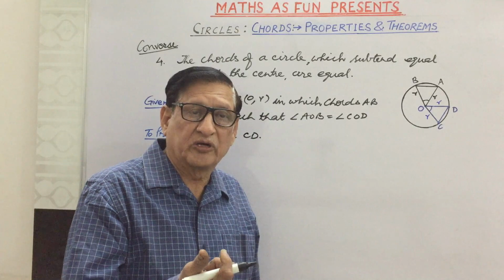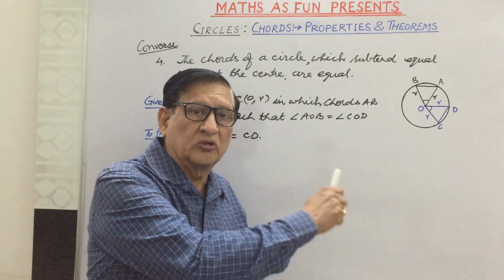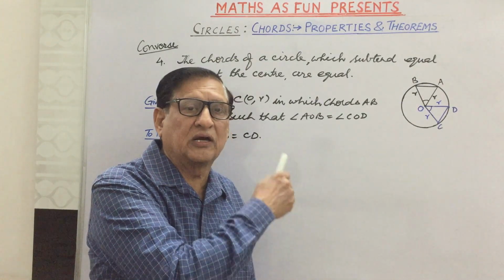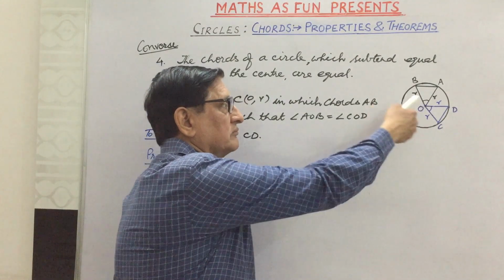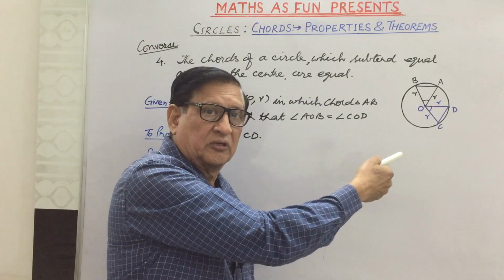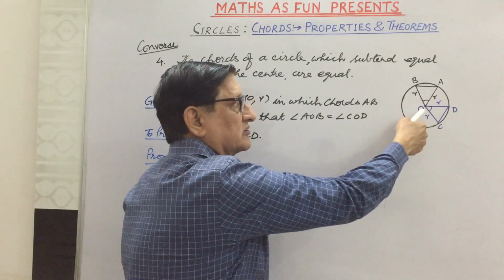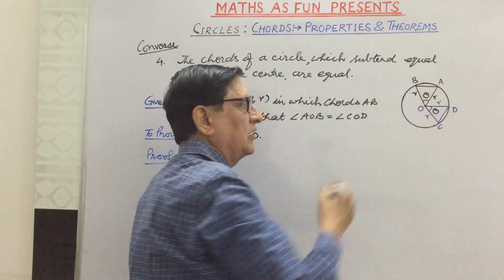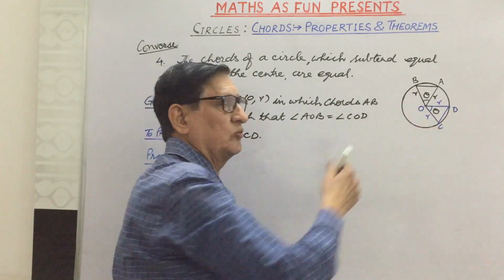Converse means I have already told you. So here what we have? The chords which subtend equal angles at the center of a circle are equal. Draw the diagram, the same type of diagram. Two chords AB and CD subtending equal angles AOB and COD. Suppose each angle is theta. We have to prove that these two chords are equal.